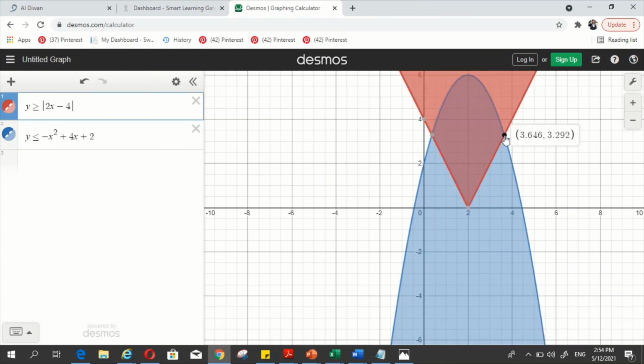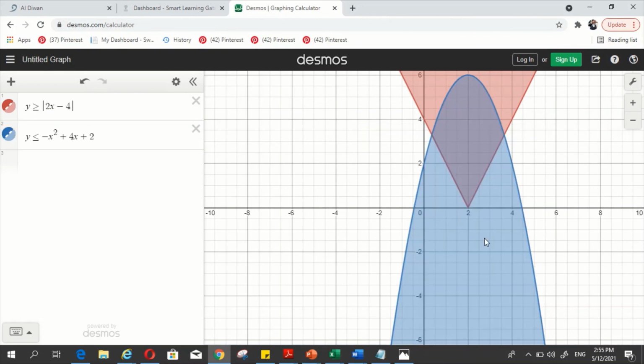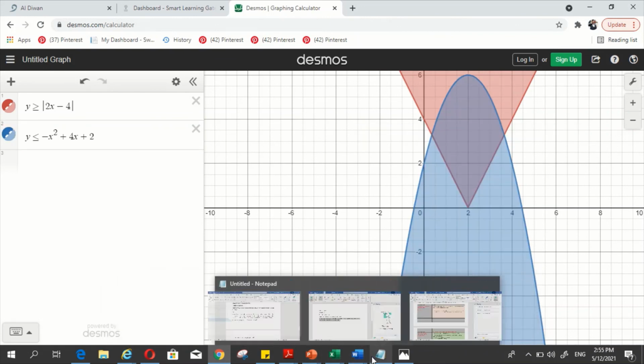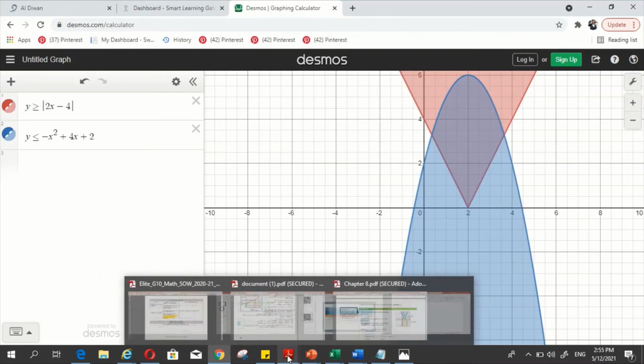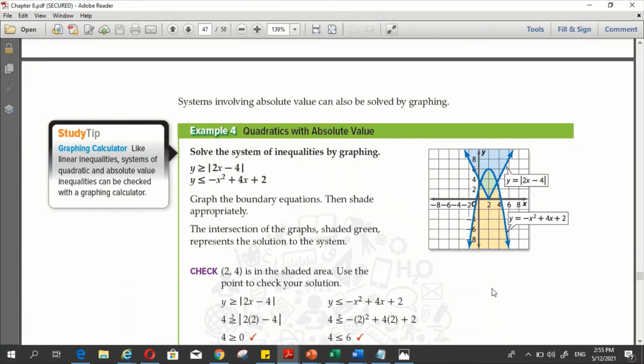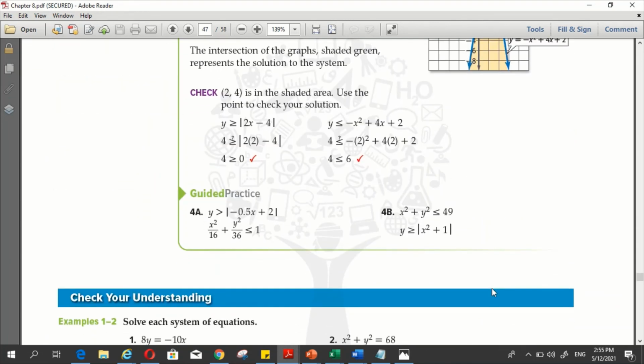You can find the vertices actually. That's everything. Done. Okay, so let's see if you can do this. By using Desmos or manually, try to solve these two questions at the end.